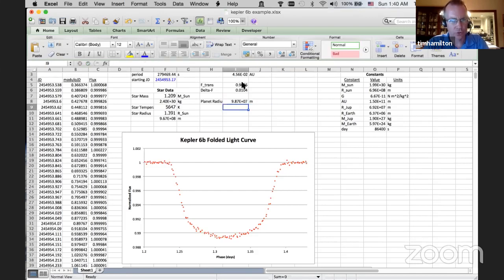Let's convert that to the radius of Jupiter, abbreviated R Jupiter. So we simply multiply by the radius of Jupiter in meters. Well, that didn't work. Oh, I should have divided. And I don't need scientific notation.